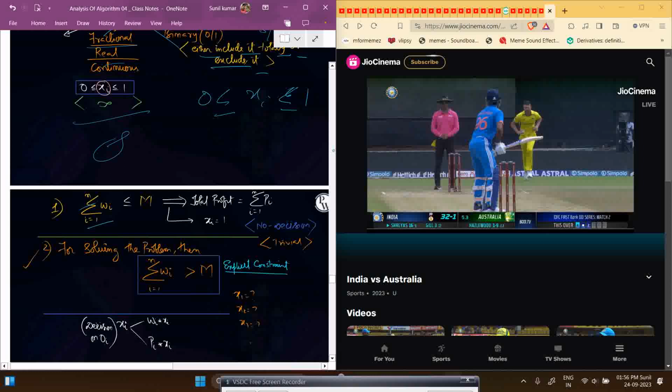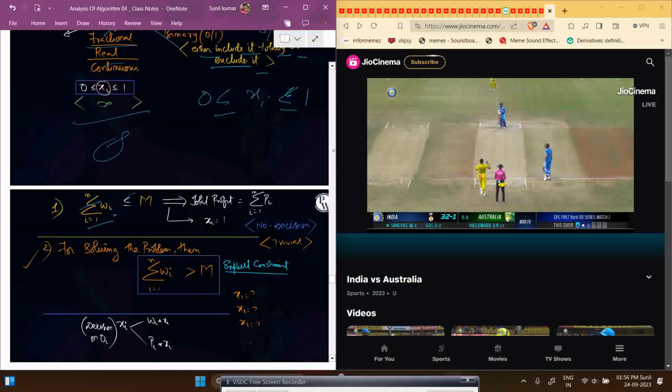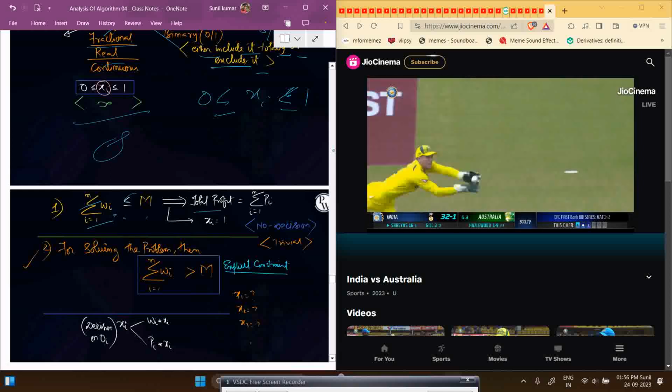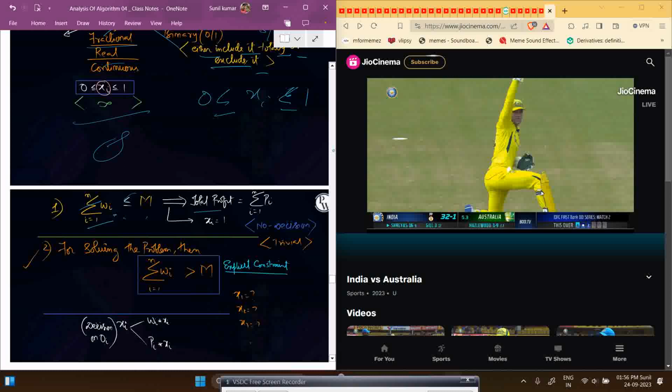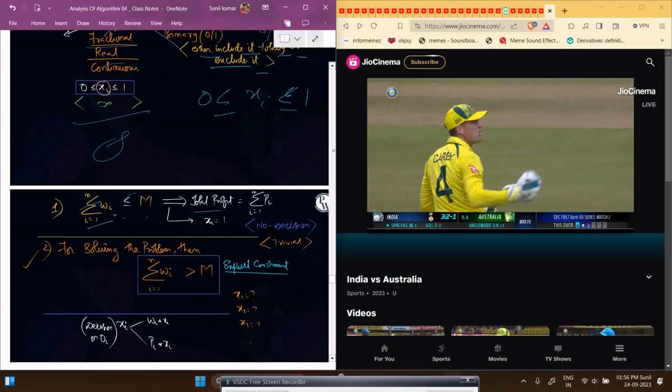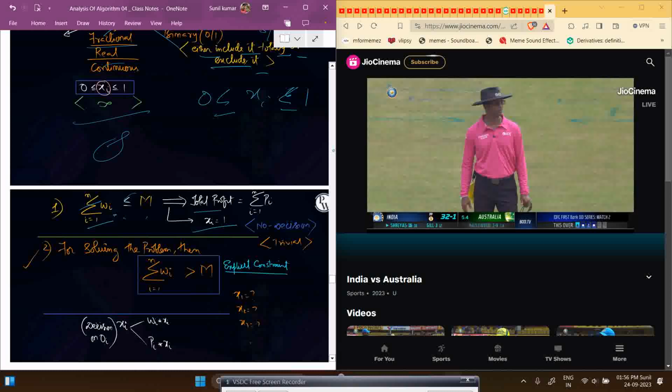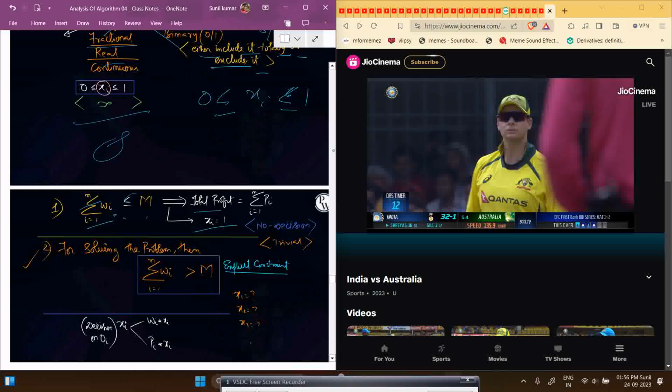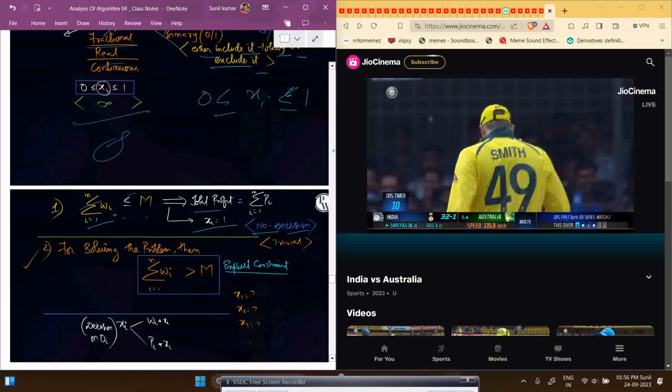So i is equal to 1 to n, with the sum of Wi Xi less than or equal to n. Total weight and total profit would be the sum of Pi Xi.